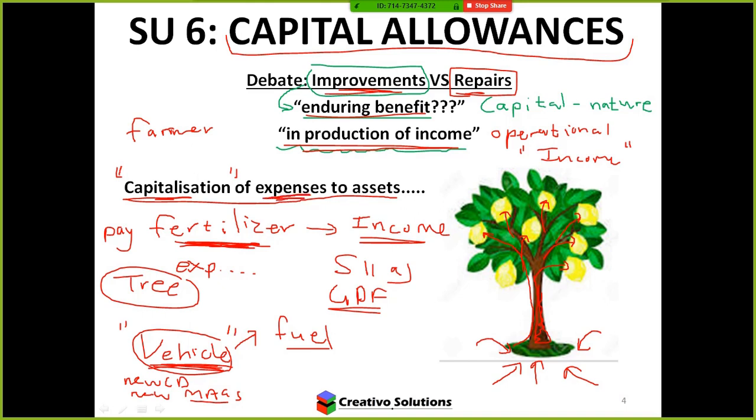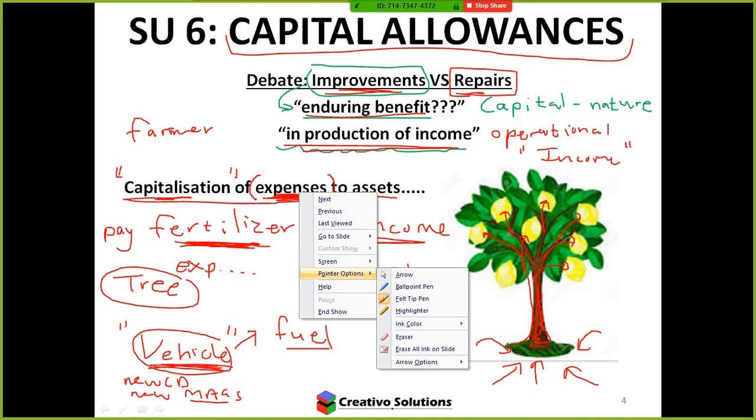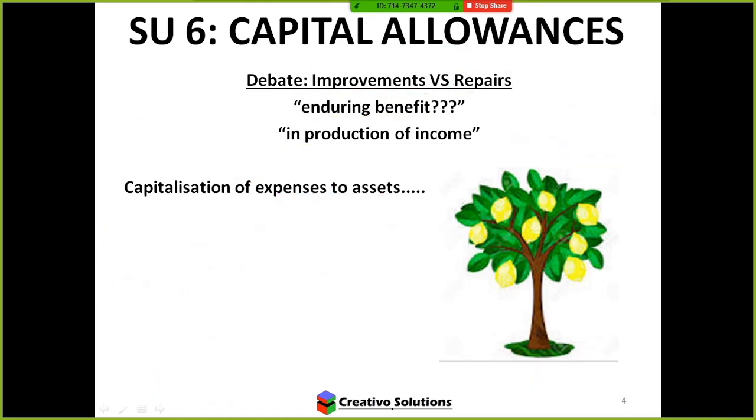So certain expenses, when we look at expenses, meaning things that we pay. So when we look at accounting or finance, we talk about capex, capital expenditure, and then we talk about revenue expenditure.